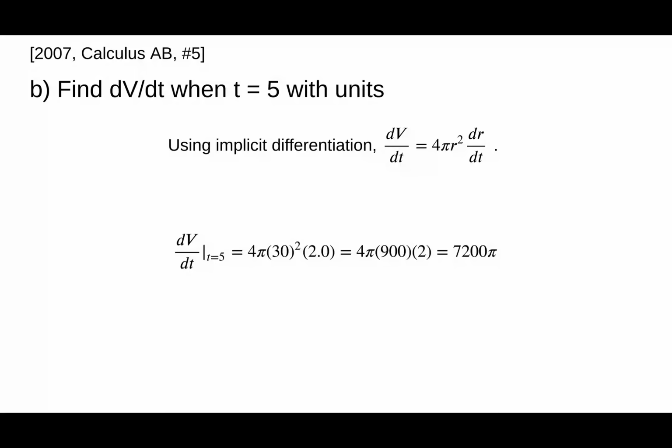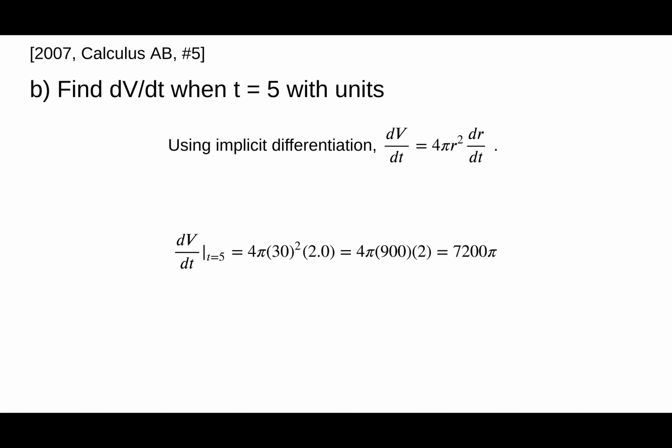Well, if I want dV/dt when t is equal to 5, I need to know the radius when t is equal to 5, and I need to know the rate at which the radius is either increasing or decreasing when t is equal to 5. And in the question stem, we have both of those pieces of information. dV/dt at t equals 5 is going to be 4 pi times 30 squared times 2.0, which if we simplify is 7,200 pi.